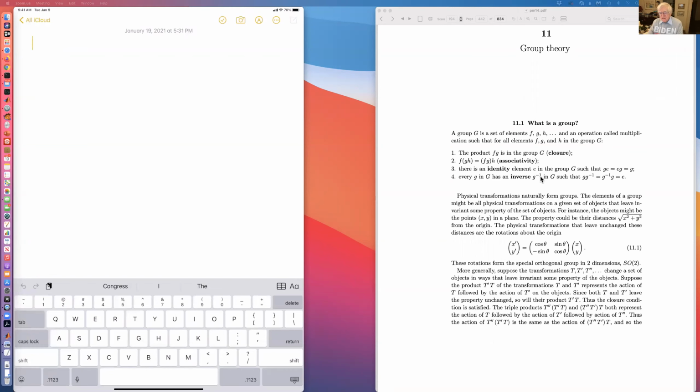a group is a set of elements that has these four properties. And the reason why we study group theory in physics is that physical transformations naturally form groups. And the way this is the case is, suppose you have some physical transformations that act on some objects and they leave some property of the objects unchanged. It can be very simple, such as just interchanging the order of the objects. And so it obviously leaves the set of objects unchanged, but only changes their order.